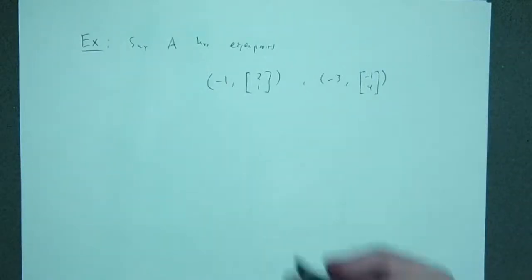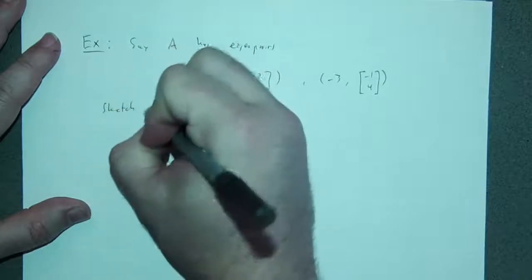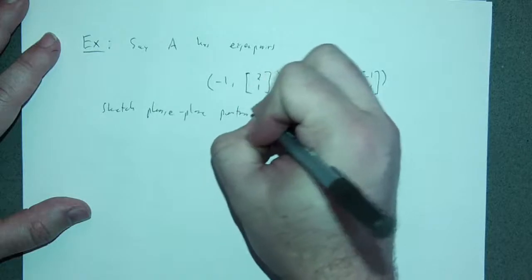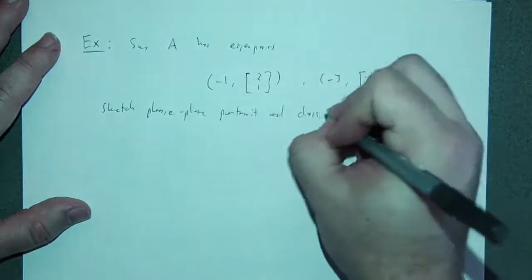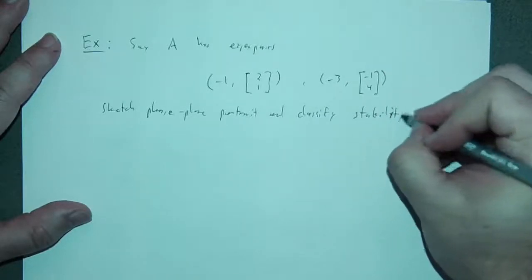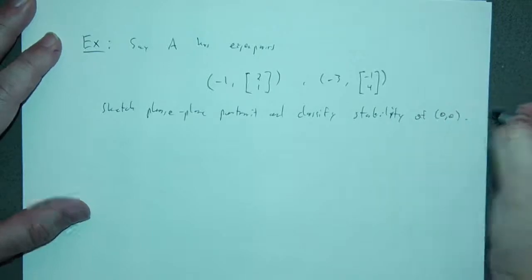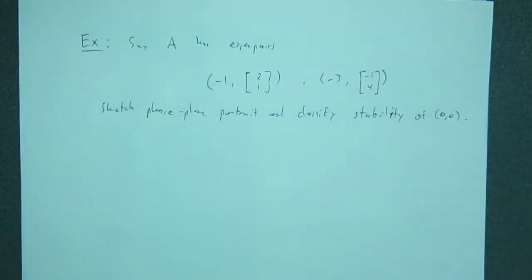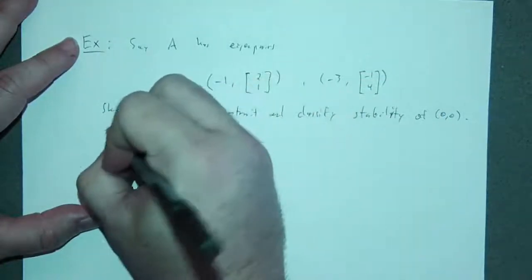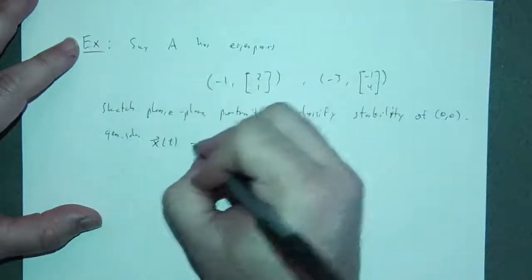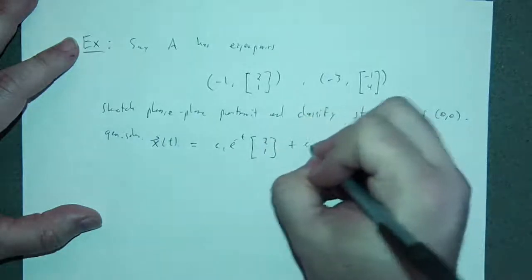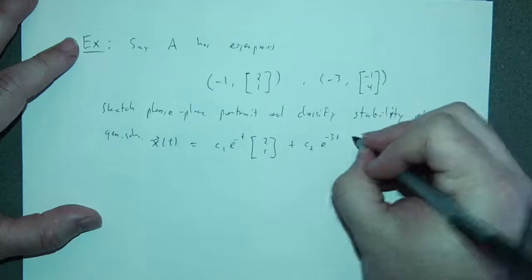Okay, so sketch the face plane portrait and classify stability of the origin. So I automatically know what the general solution looks like, right? General solution looks like C1 e to the minus t times (2, 1) plus C2 e to the minus 3t times (-1, 4).